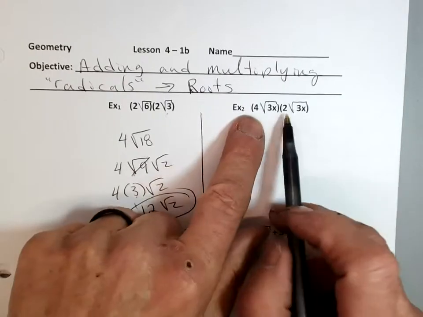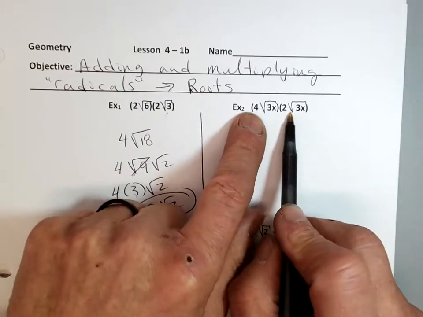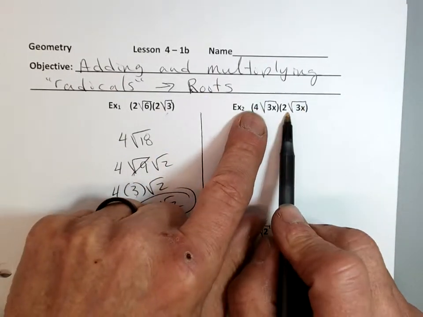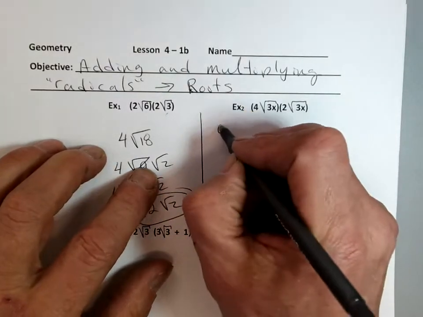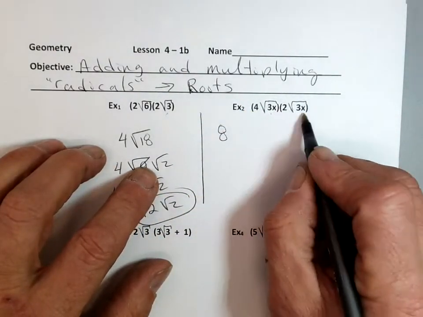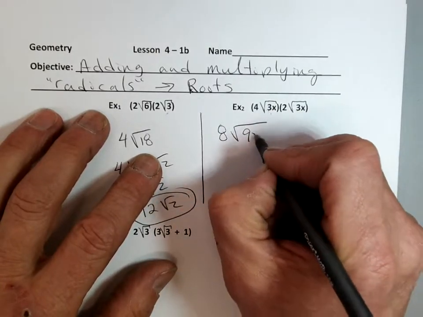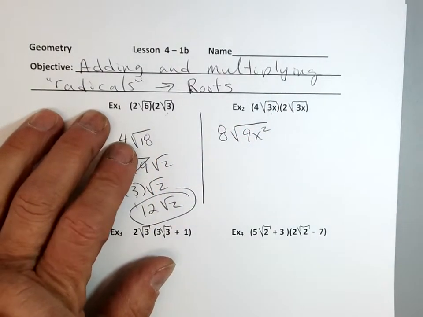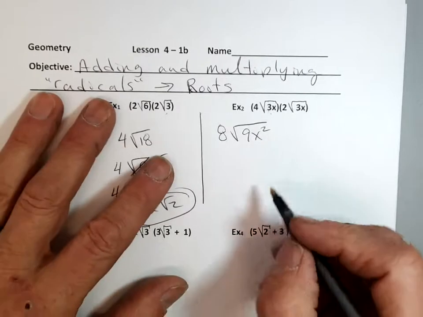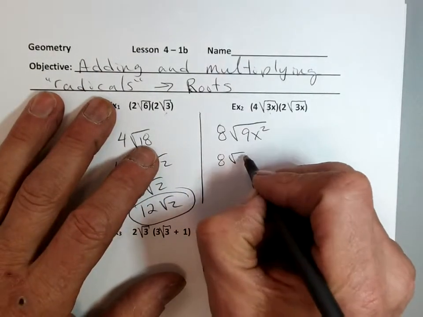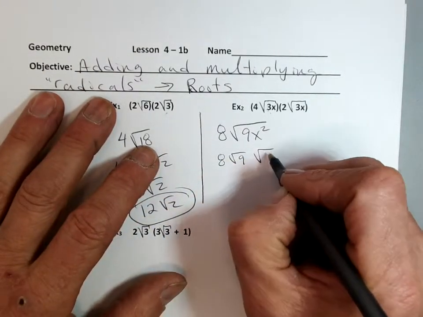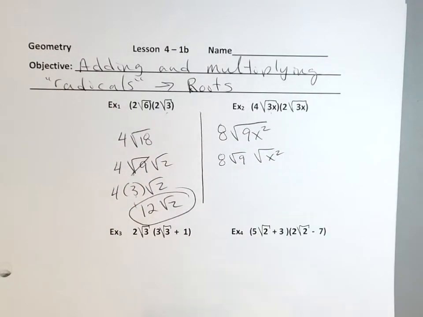So, same thing. Regular numbers with regular numbers. We're multiplying regular numbers with regular numbers. So I'm going to get an 8. And square root numbers with square root numbers. So I'm going to get a square root of 9x squared. Okay, now these two are pretty good because I can do the square root of 9 and I can do the square root of x squared. I don't have to break them down. They're regular, they're good numbers.